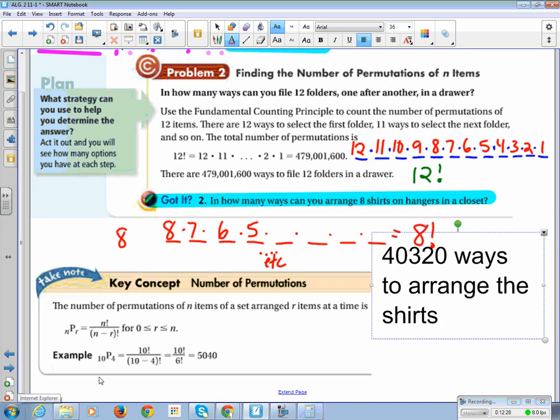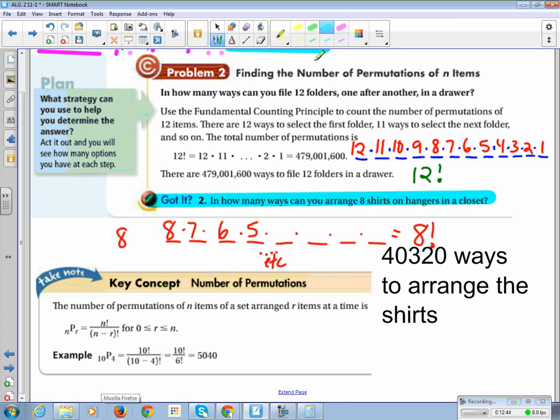There is a little formula for permutations. So remember, permutations, particular order, P and P. So when you care about order, the number of permutations of n items of a set arranged R. Okay, so we have n total items, but we're only arranging R of them. So say we have 10 paintings, and we only have 6 spots on our wall for them.